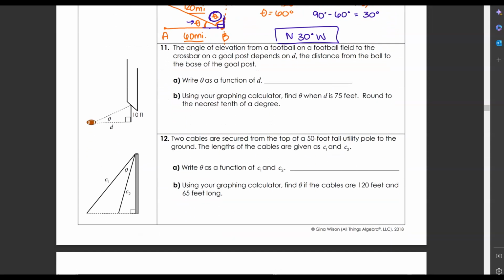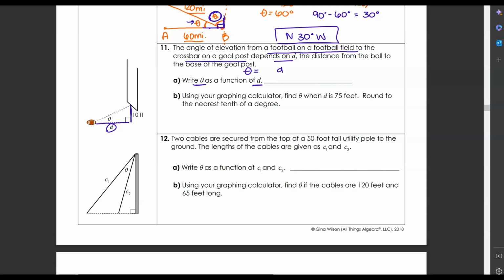Let's look at number 11 here. The angle of elevation from the football field to the crossbar and the goalpost depends on d. So we have this image, and we can see that this angle, our theta, depends upon this d. It says write theta as a function of d. So when we write theta as a function of d, this is really telling us theta equals something and there's d somewhere in that function. That's what that means. So let's take a look at this.